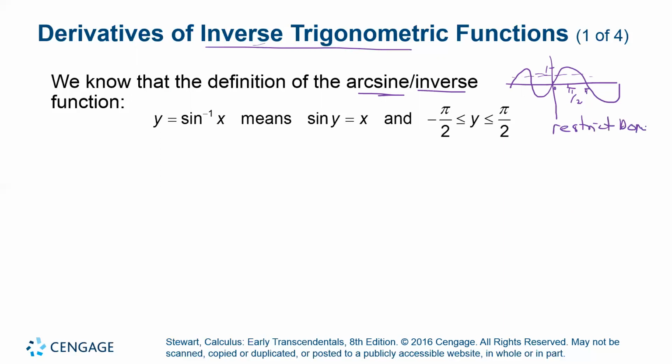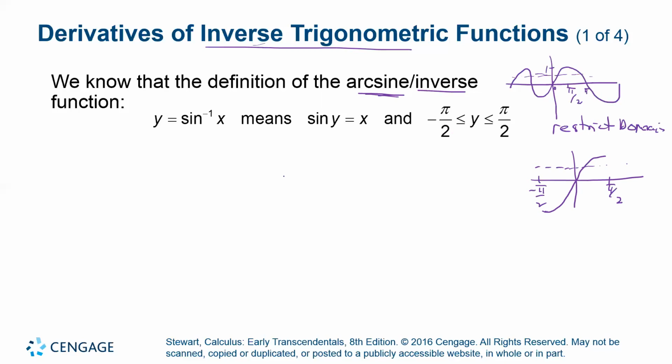the domain to between negative pi by 2 and positive pi by 2. This is pi by 2 and negative pi by 2. The graph goes like this, goes through 0 and goes like that. So it will pass the horizontal line test, then the inverse function arc sine will exist.